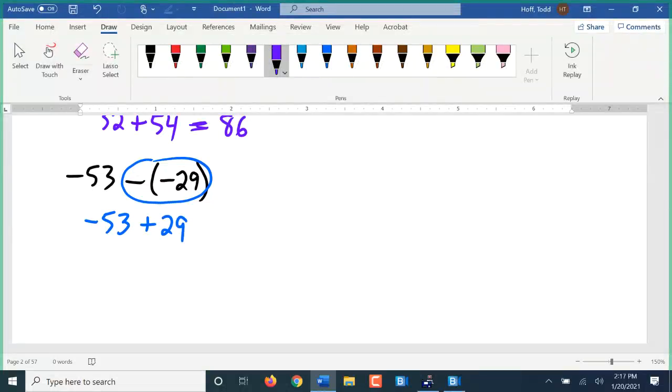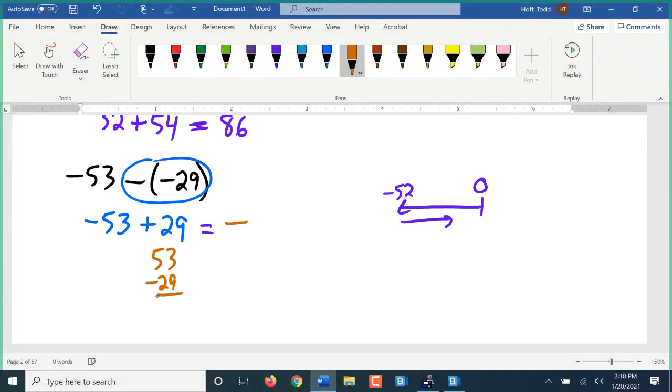Now here we might want the vectors. We've got 0, we've got negative 53. 29 goes the opposite direction, but it's shorter. So is the answer positive or negative? Do we add or subtract the values? Subtract, because the vectors go opposite directions. 53 minus 29 is 24. We get a negative 24.